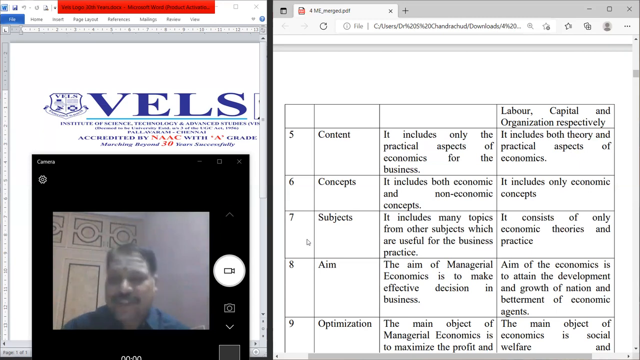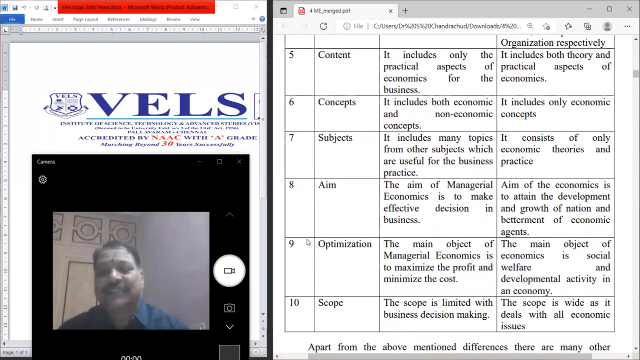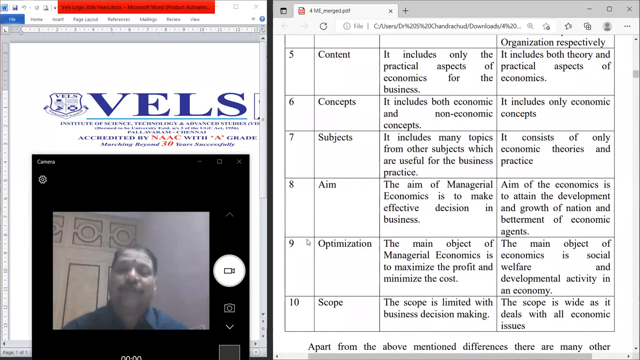The next difference is the subject. It includes many topics from other subjects which are very useful for business practices. But traditional economics consists only of economic theories and practices. The next difference is about the aim. The aim of managerial economics is to make effective decisions in business. That is the only purpose.